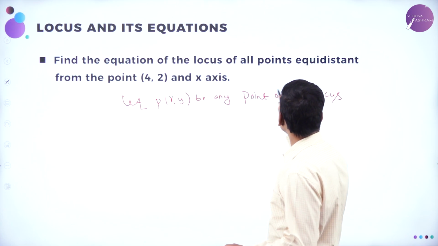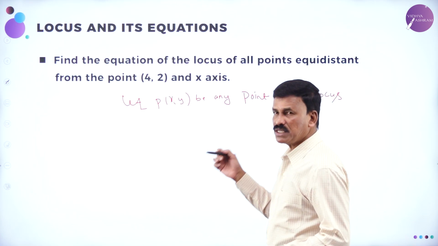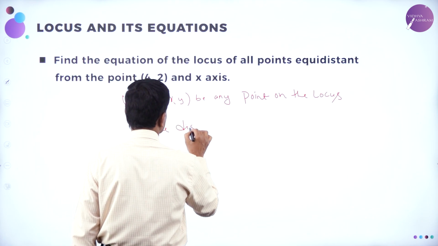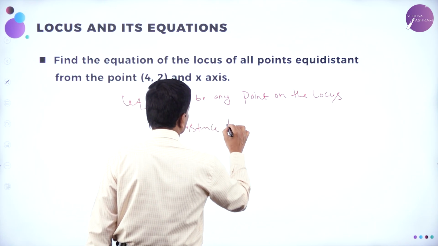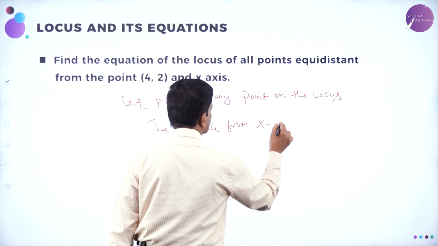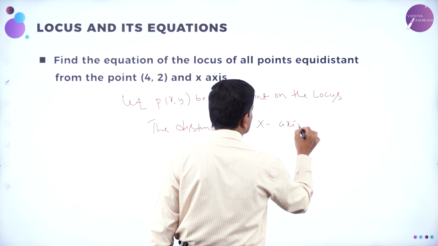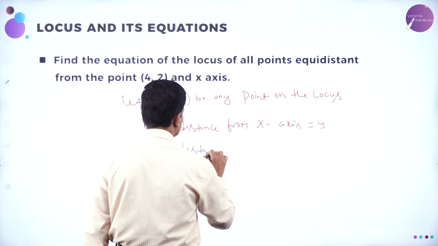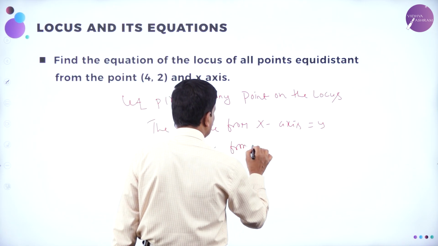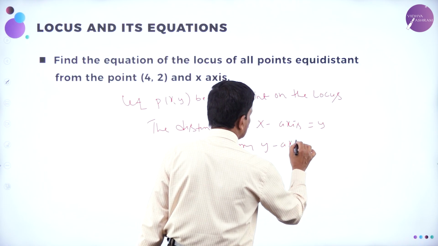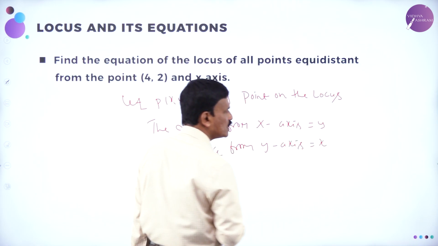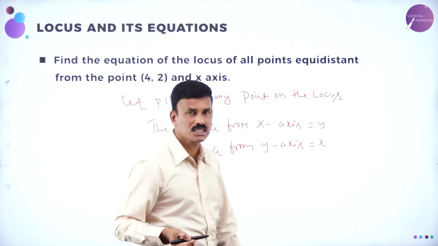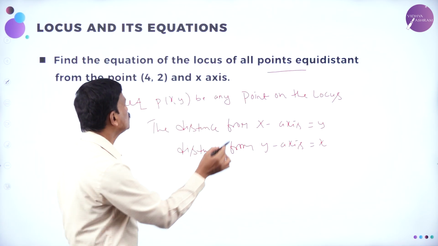So the distance from the x-axis is y. Similarly, the distance from the y-axis is equal to x. Right. The distance from the x-axis is y and the distance from the y-axis is x. Okay. Now, what is the given condition?